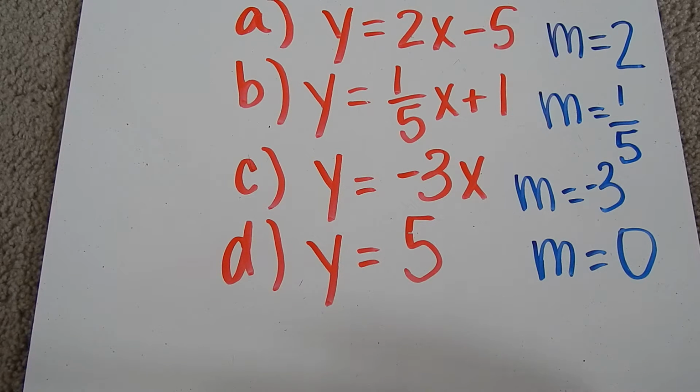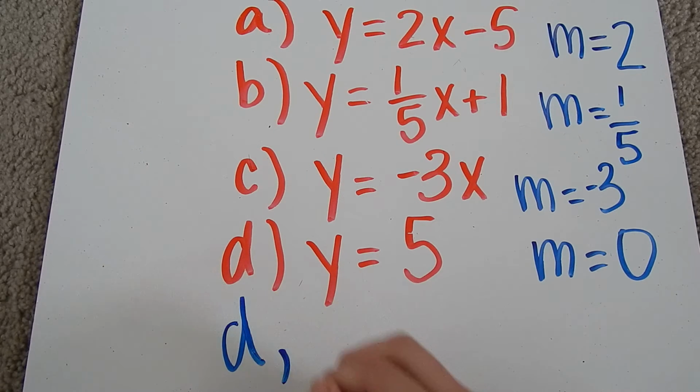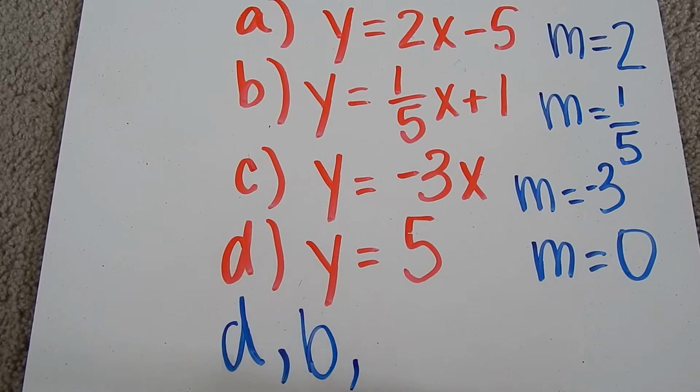So remember, we look at closer to 0 is least steep. So the closest number to 0 there is obviously 0, which is letter D. So that would be my first letter in my order. My next least steep one would be 1/5. That's smaller than my other two numbers because it's a fraction. So 1/5 there is going to be letter B.